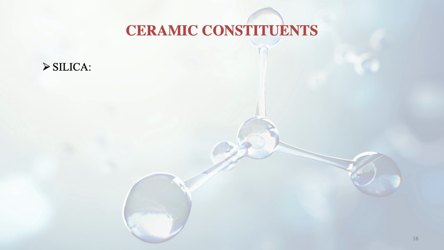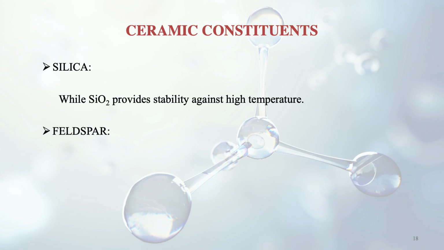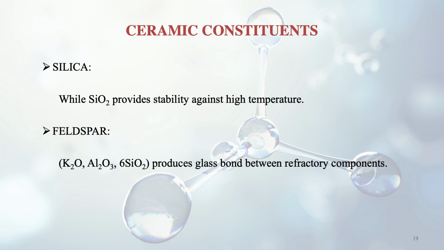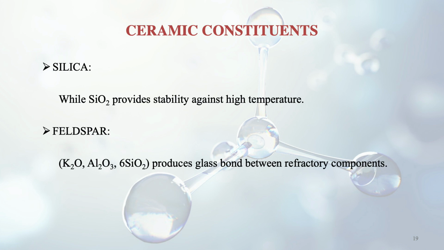Then silica. What is it? It is basically SiO2, that is silicon dioxide, and it provides stability against high temperature. That's how ceramic becomes good at high temperature. The third one is feldspar, which is a combination of potassium oxide, aluminum oxide and silicon dioxide. In clay the potassium oxide was not there, but in feldspar potassium oxide is there, and this produces a glass bond between the refractory components.